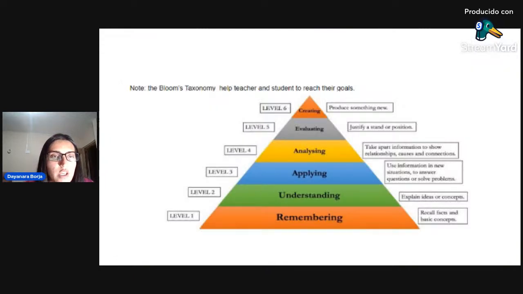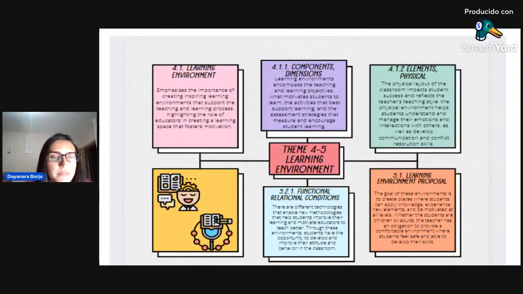Use Bloom's taxonomy to help the teacher and the student reach their goals. Themes 4 and 5: learning environment. The learning environment encompasses diverse physical locations, environments and ideologies where learners acquire knowledge.